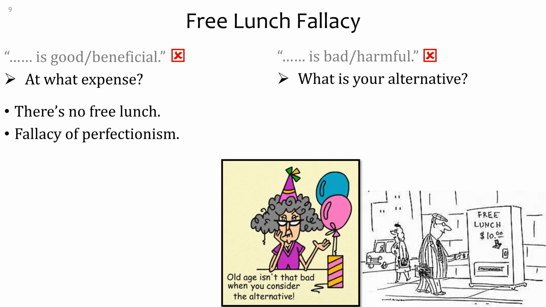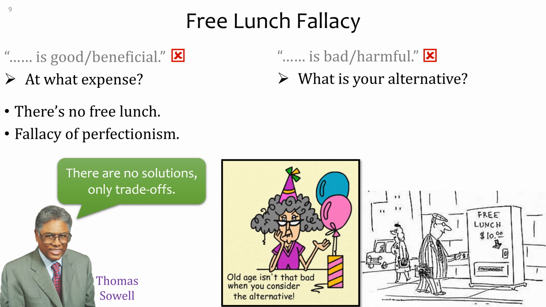Write down this sentence. In a world of limitation, sacrifice is inevitable. In a world of limitation, sacrifice is inevitable. And also, a very cool quote by Thomas Sowell, one of my favorite heroes, a nice economist. There are no solutions, only trade-offs.